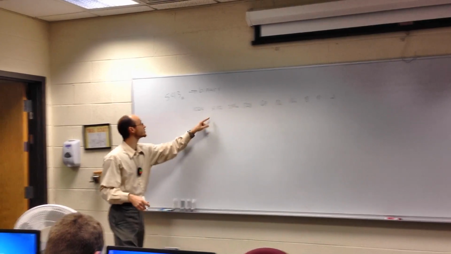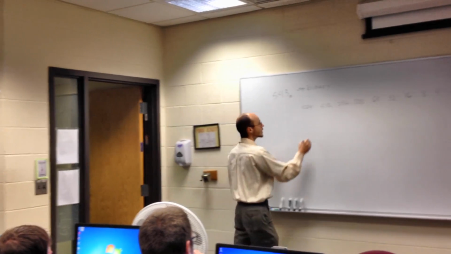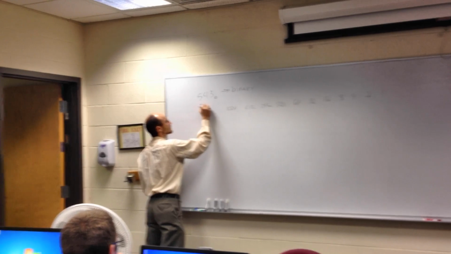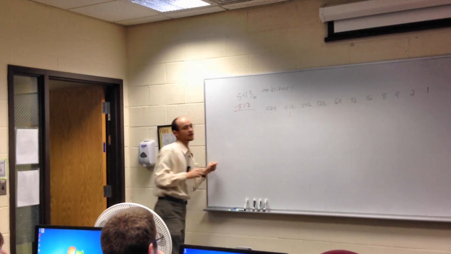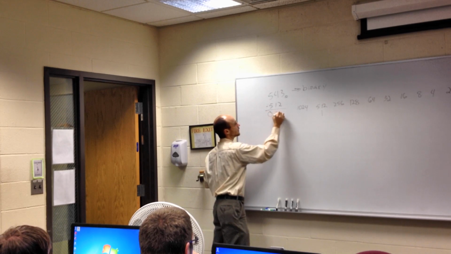Now that I have this formula set up, I ask myself which one of the places comes the closest to 543 without going over it. And so then I put a 1 underneath the 512. And then I'm going to remove that 512 from the 543. So I get a 0 here, I get a 3 here, and a 1 there.